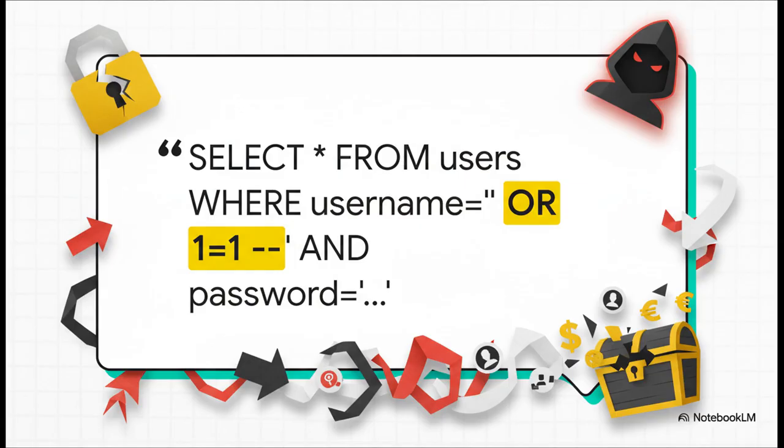Now check this out. This example is where it really clicks. Look at that tiny bit of input, ' or 1=1 --. It seems like nothing, right? Wrong. The first single quote cleverly closes the username field. Then, or 1=1 is a condition that is always true. And the last part, the double dashes, that's a comment in SQL. It tells the database to just ignore everything that comes after it, including the password check. And just like that, the query basically becomes find a user where 1 equals 1, and the attacker gets in.